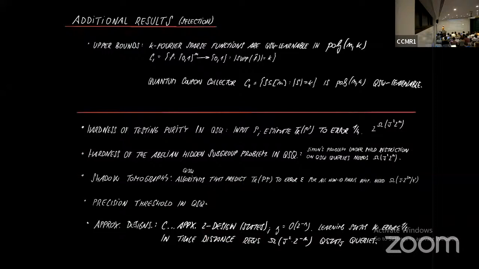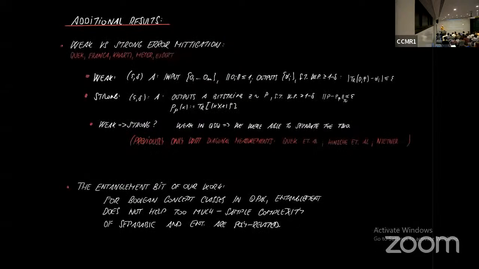So we do have some additional results in the paper, which are applications of this machinery to other interesting problems. We have results on, say, hardness of testing purity with quantum statistical queries. We looked at the abelian hidden subgroup problem. We do have some results on shadow tomography as well. We studied precision thresholds in QSQ, which are an interesting theme on the classical side as well, and so on.